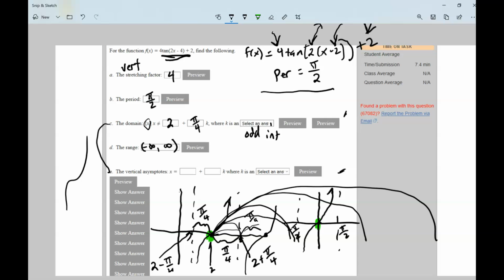And then, of course, if that's the right answer for this one, it would also be the right answer for the other. Okay, hopefully that was helpful.